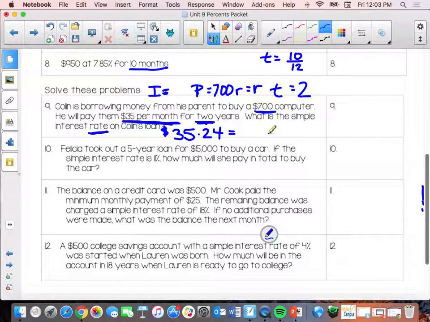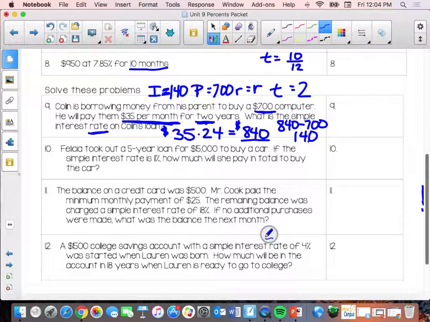Okay, so let's do this 35 times 24. Do that on your calculator. Did you get $840? Okay, so that's the total that he paid. What you need to figure out is how much of that was interest. Well, if it was a $700 computer, how much more did he pay? Oh, I could subtract. It's kind of like the interest, or the percent increase that we did before. But you don't have to find the percent yet. So do you agree that he paid $140 in interest? All right, I hope so. So that will go in our I.